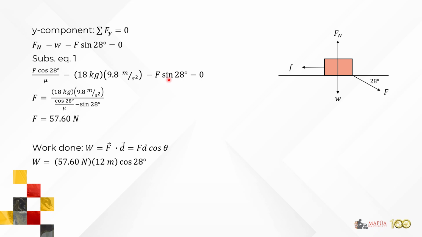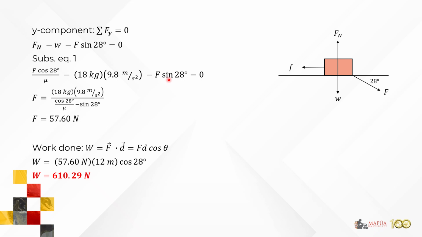Next, the work done, remember, is FD cosine theta, and then we just substitute the given value. Try to answer on your own. Okay, so to solve for this, you should get an answer of 610.29 newtons.